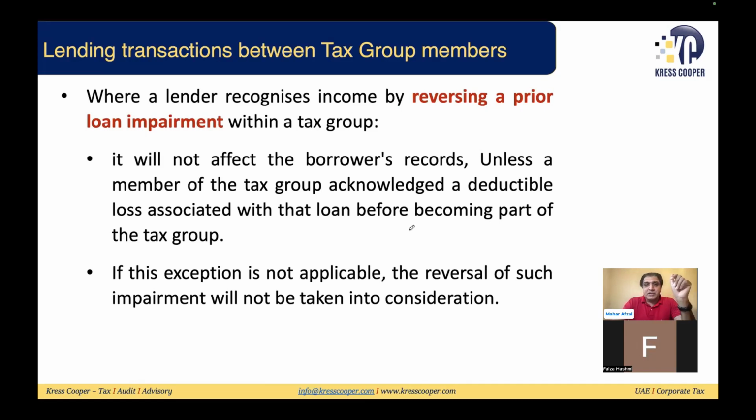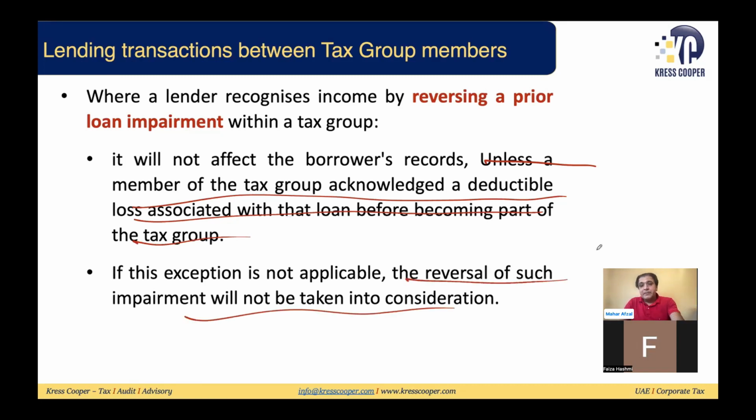Yes, one situation is there. Sorry for this. In one situation there will be an impact. They said if there is a pre-grouping transaction between two members of the tax group for which one member has already claimed the expenses, which reduced their taxable profit, and now they are booking income, they are claiming the expenses again. Being part of the tax group, they will not be able to claim the expenses again unless whatever losses they have already claimed before entering into the tax group have been reversed thoroughly. So one exception is there. If this exception is not applicable, the reversal of such impairment will not be taken into consideration, as we have already discussed.